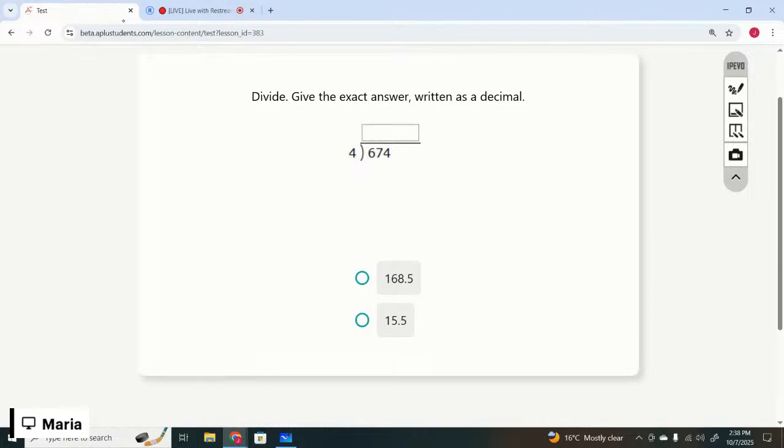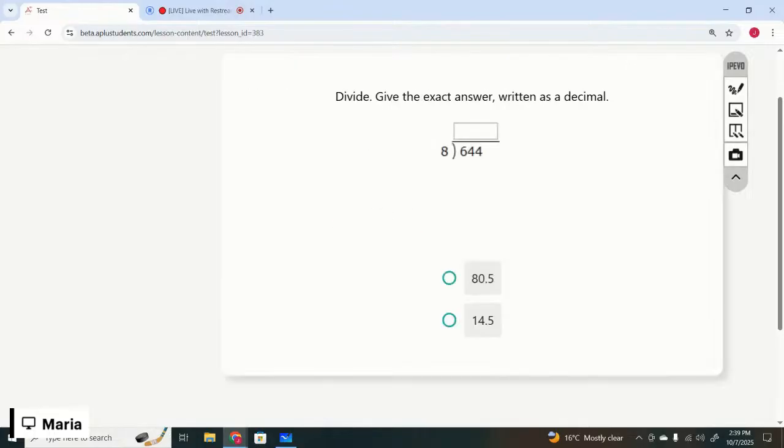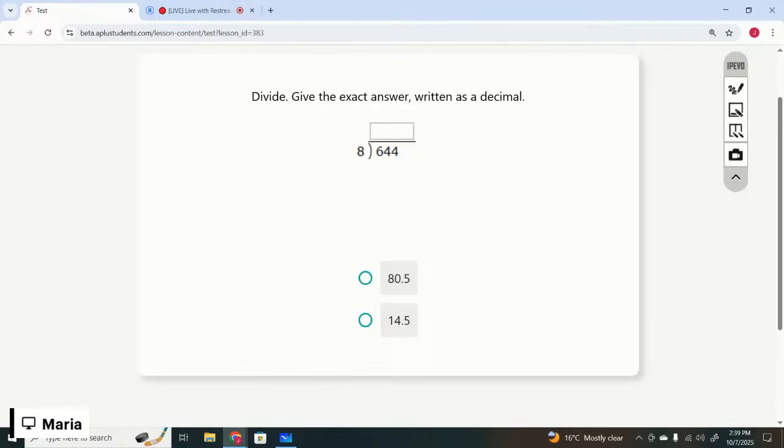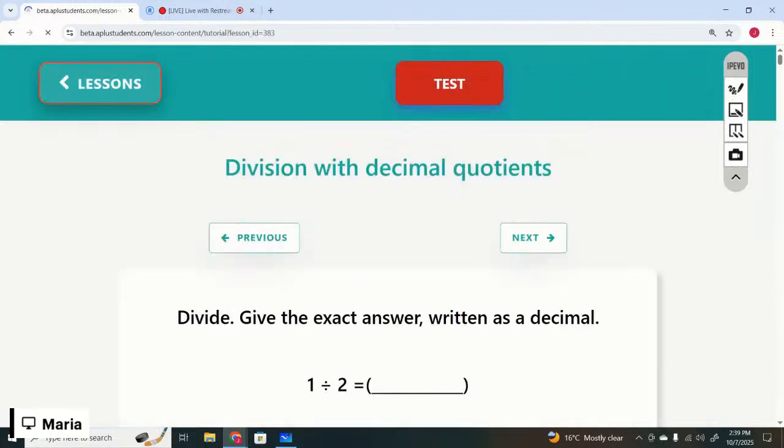Option number 1 is the correct option. That is 168.5. 7.5 it is. Option number 1 is the correct option. That is 80.5. Okay, you can complete the lesson by yourself.